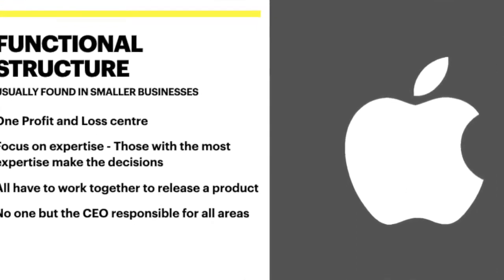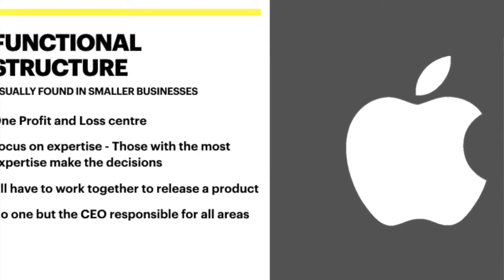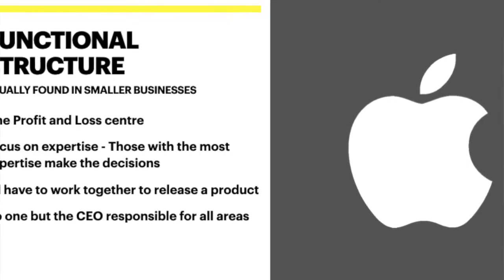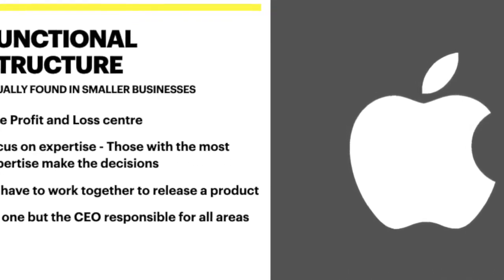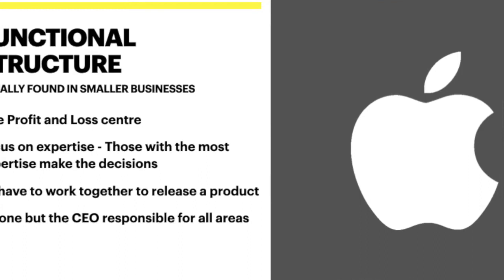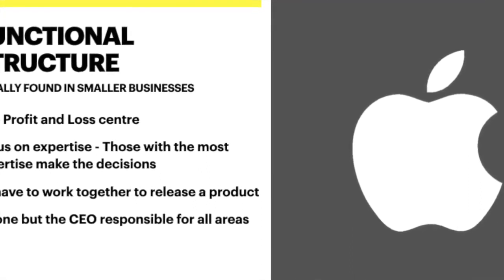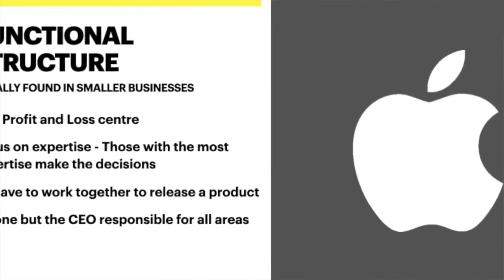So they're all working towards this one kind of target, which means that you've naturally got a lot more unity. The departments focus on expertise, and this is the really important bit: those with the most expertise are the ones who make the decisions. So you don't have a general manager looking after manufacturing, marketing, and research and development, making decisions in all of those areas, because they're not an expert in all of those areas. You have people making decisions about parts of a product because they are experts in that part.